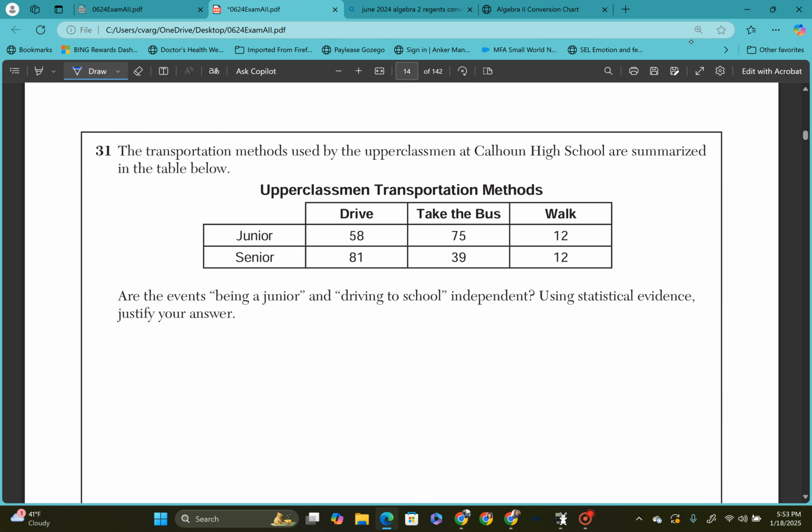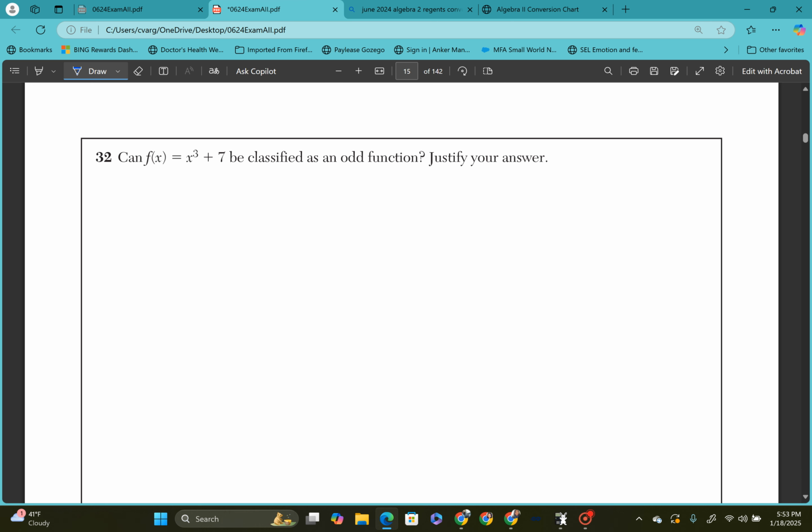Question number 31, we can skip that. We did not do that. Question 32, can this function be considered odd? Okay, so remember, odd means that it has to go through 0, 0. And if I take my paper and I rotate it 180 degrees, it's going to give me the same function. Okay.